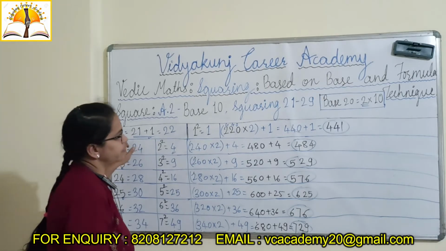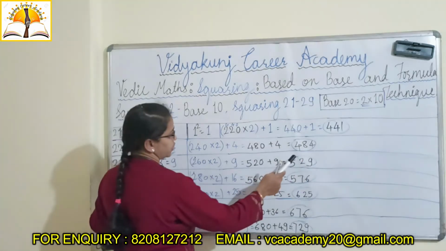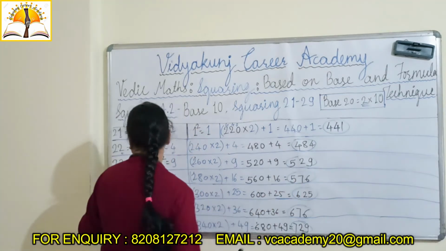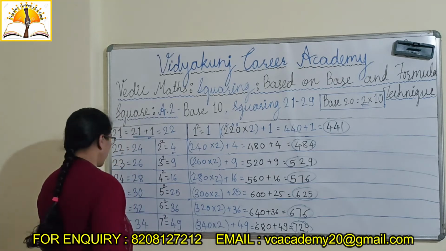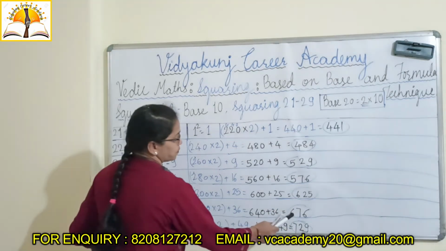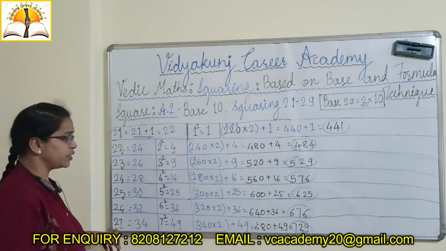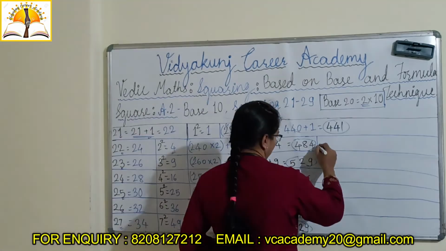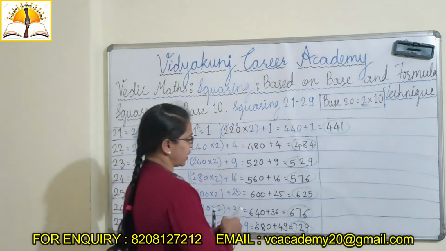Yes. 21 square will be 441. 22 square will be 484. 23 square will be 529. 24 square will be 576. 25 square will be 625. 26 square will be 676. And 27 square will be 729. Yes or no? Now here we have to know two more numbers, which are 28 and 29.